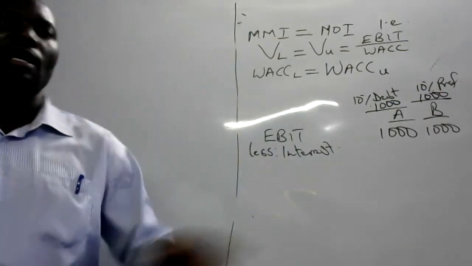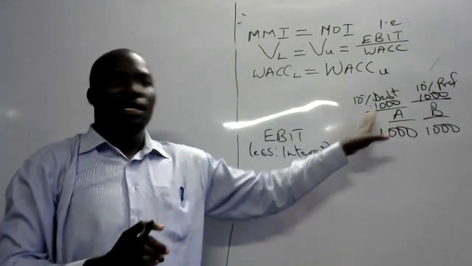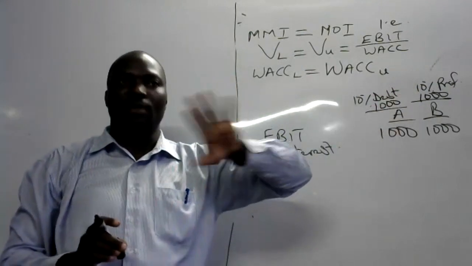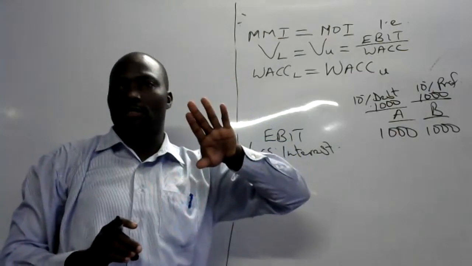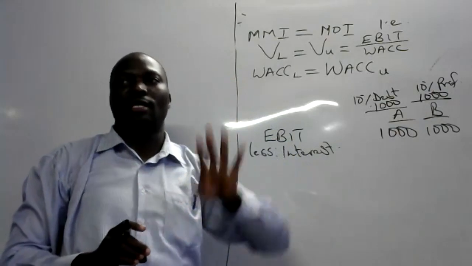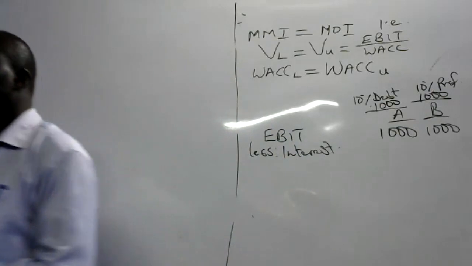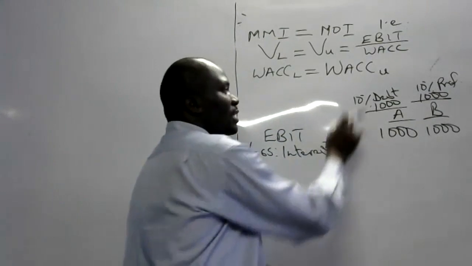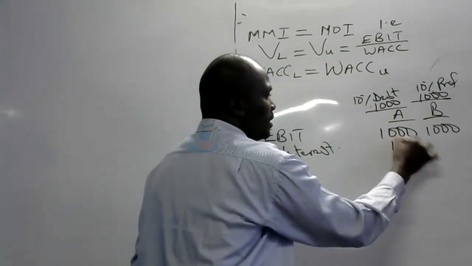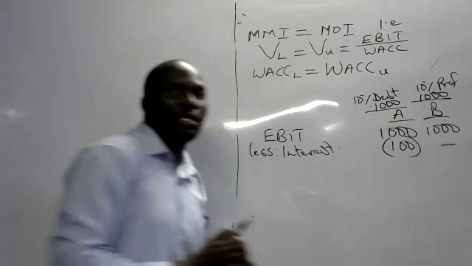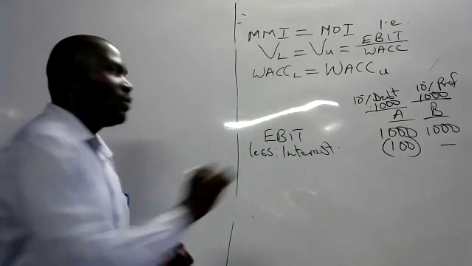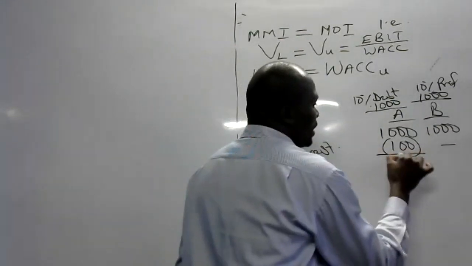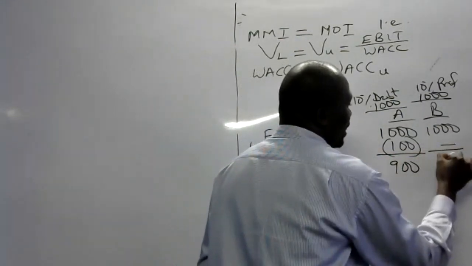What does that mean? Company A will be paying interest, company B will be paying preference dividend. Although in the capital structure preference shares do not exist, I'm bringing them in so that you understand the concept of the tax shield. Now, we shall less the interest, 10% of 1,000 is 100. And this one will not pay any interest. We shall have our earnings before tax: 900 and 1,000.